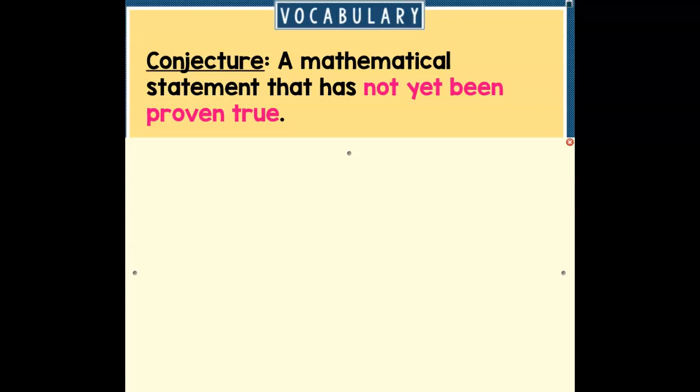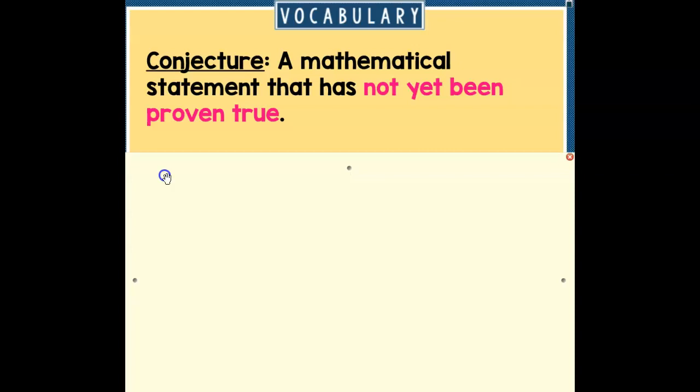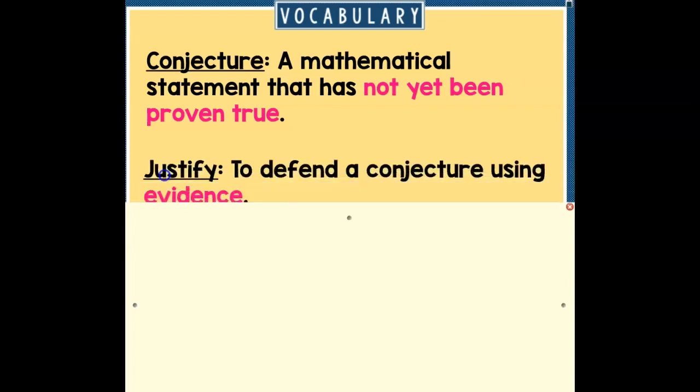The first is conjecture. A conjecture in math is a mathematical statement that has not yet been proven true. So today you're going to be making conjectures about what you think the answer is going to be, and you'll have to prove them true by justifying it. When you justify, you defend your conjecture using evidence. So you're going to have to use some evidence to prove why you think your answer is correct.